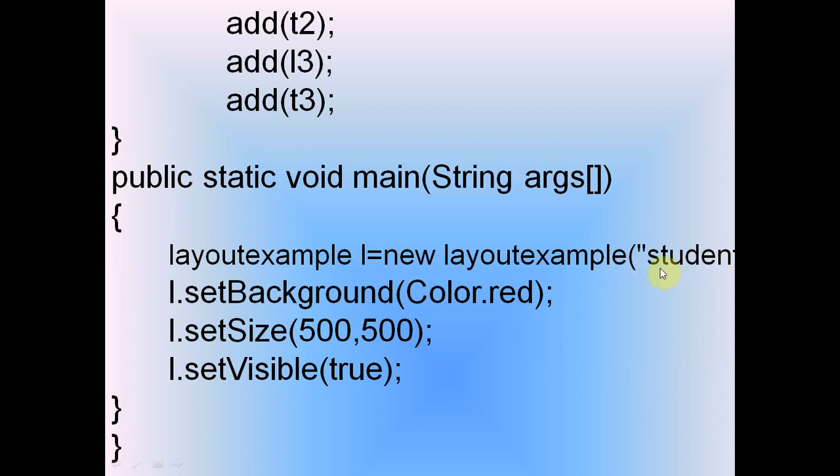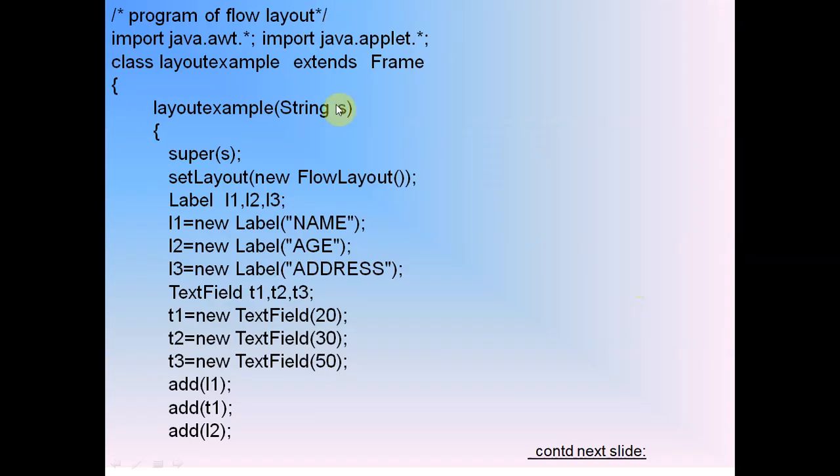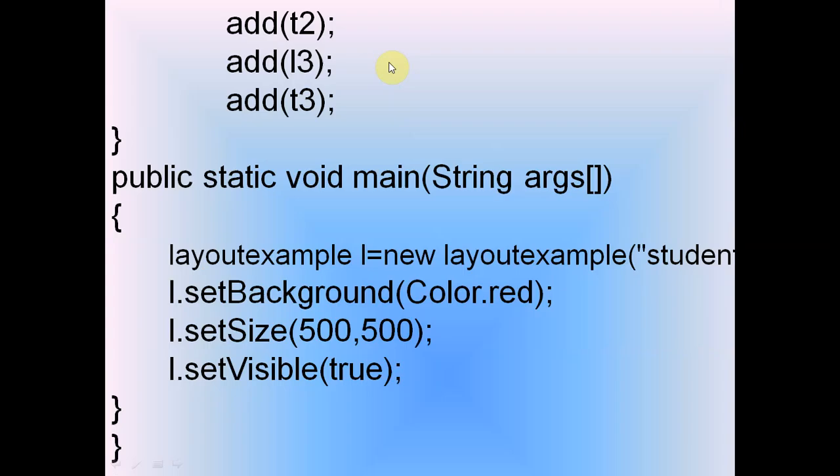Student is the variable name which is given to the frame, because student will be passed to this String s, and this s will be passed to the constructor of the frame, basically to the base class, the Frame class. Then L.setBackground, its color will be red, the frame's color will be red, and the frame size will be 500 by 500, 500 width, 500 height. And we say L.setVisible true.